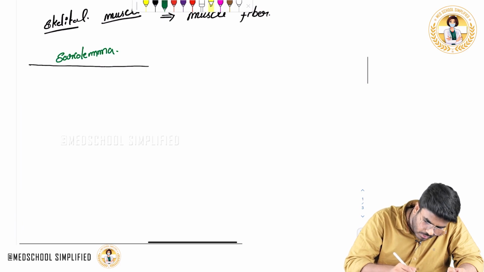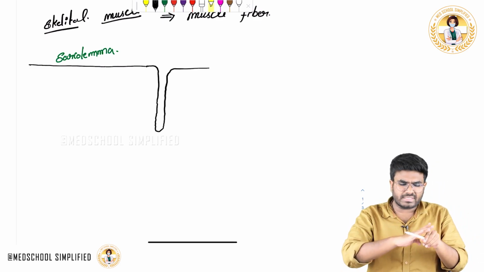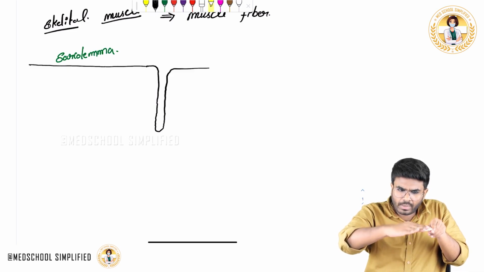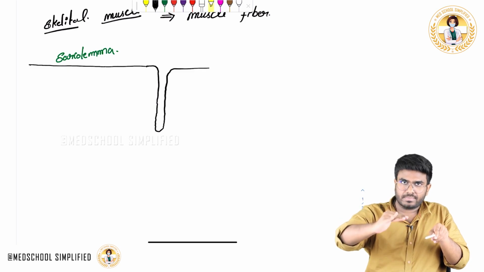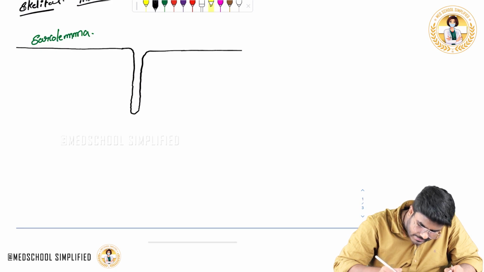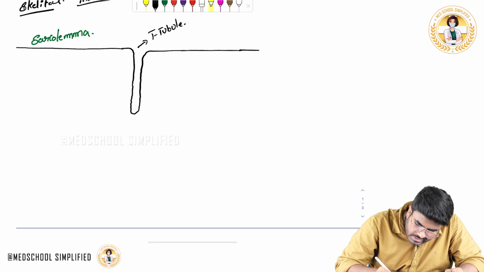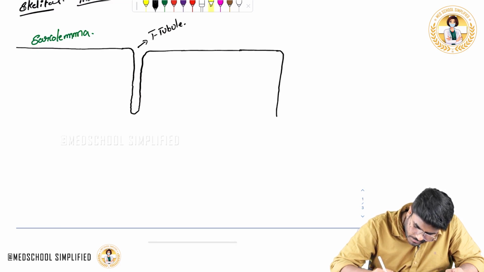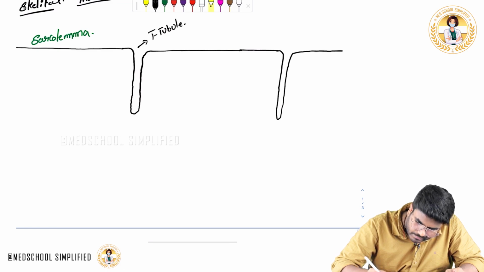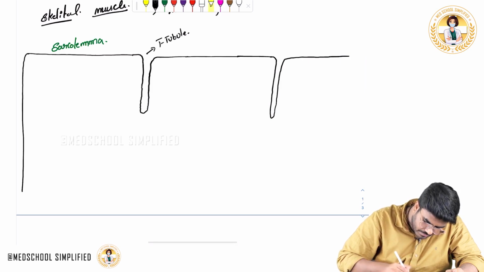Now, look, this sarcolemma has some invaginations like this into the cell. Normally a cell membrane is straight like this, right? Now, the sarcolemma has a deep invagination like this, and it comes out again. This invagination which I am showing here is called a T-tubule. So many such T-tubules will be there, like this again. This is one muscle fiber which I am drawing here.